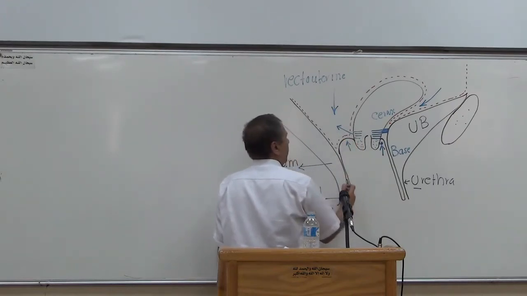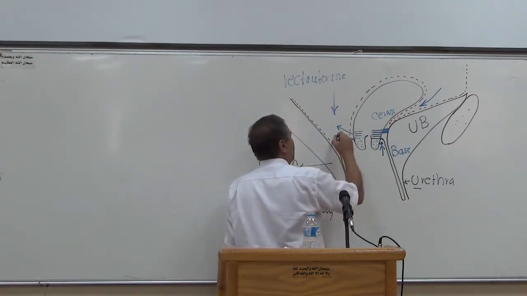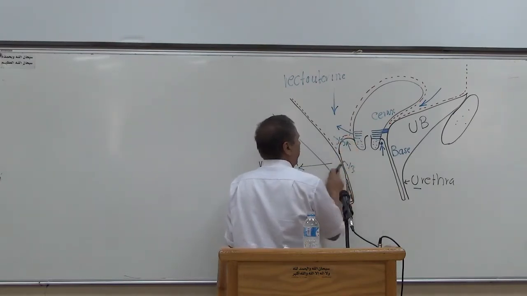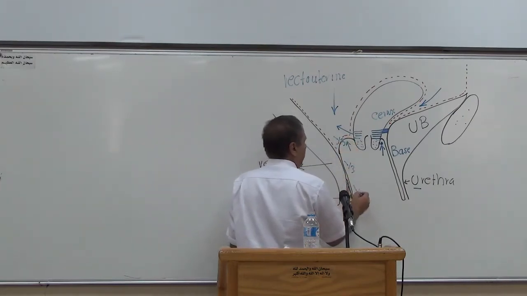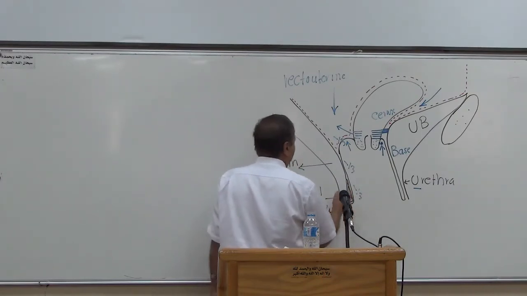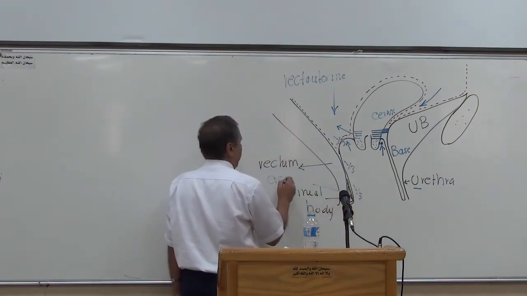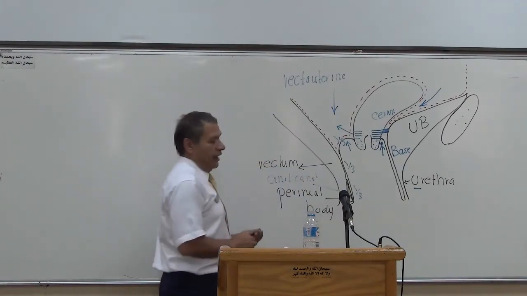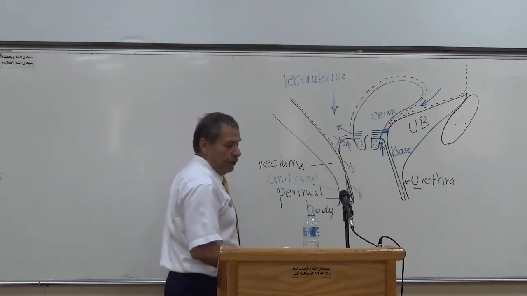Posterior relation of the vagina. The upper third is related to the pouch of Douglas. The middle third is related to the rectum. The lower third is related to the perineal body, which separates it from the anal canal. This is the relations of the uterus.